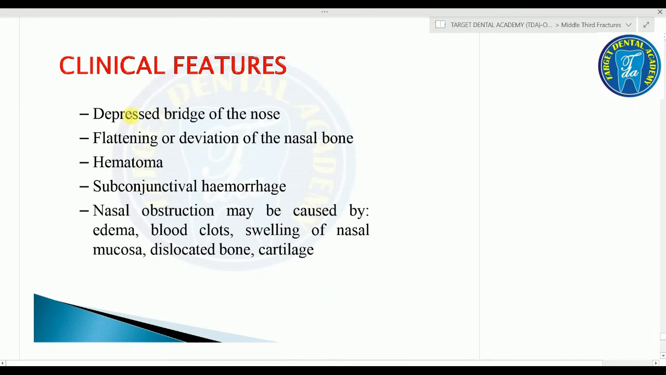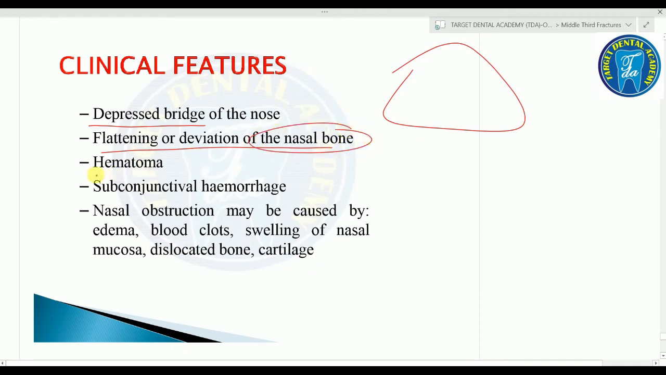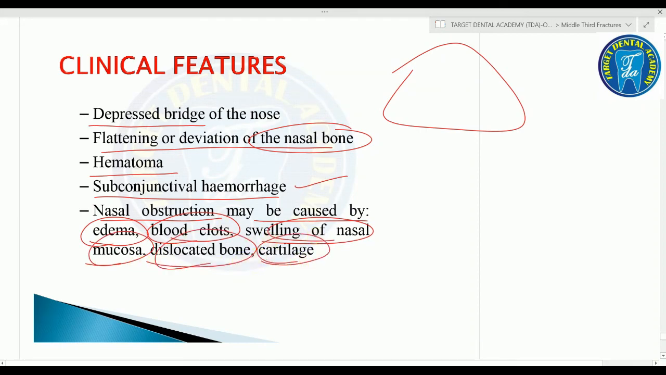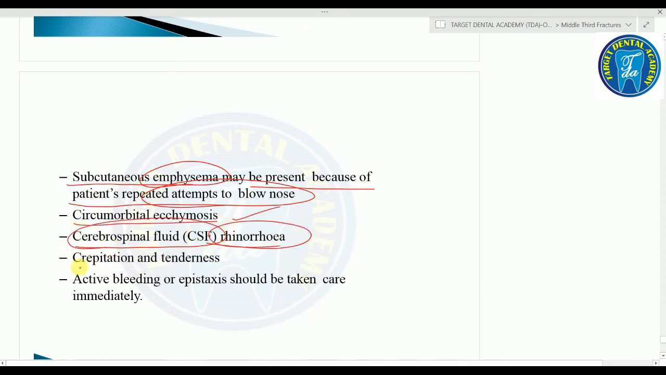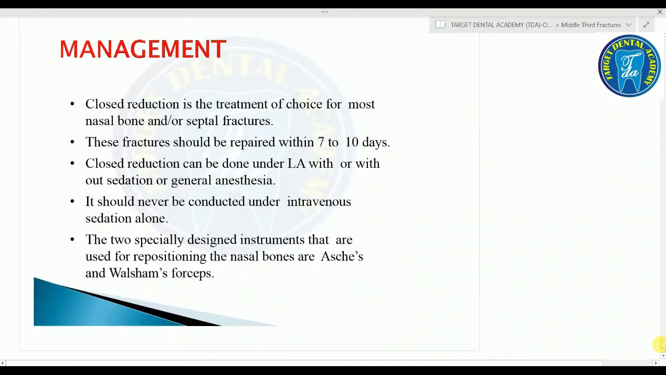So what all are the clinical features? In this you can see a depressed or flattened nose, flattening or deviation of the nasal bone. You can see hematoma, subconjunctival hemorrhage. Nasal obstruction may be caused by edema, blood clots, swelling of the nasal mucosa, dislocated bone and cartilage. There may be subcutaneous emphysema, which may be present because of the patient's repeated attempts to blow the nose, circumorbital ecchymosis, cerebrospinal or CSF rhinorrhea, crepitation and tenderness. Active bleeding from the nose should be taken care of immediately.